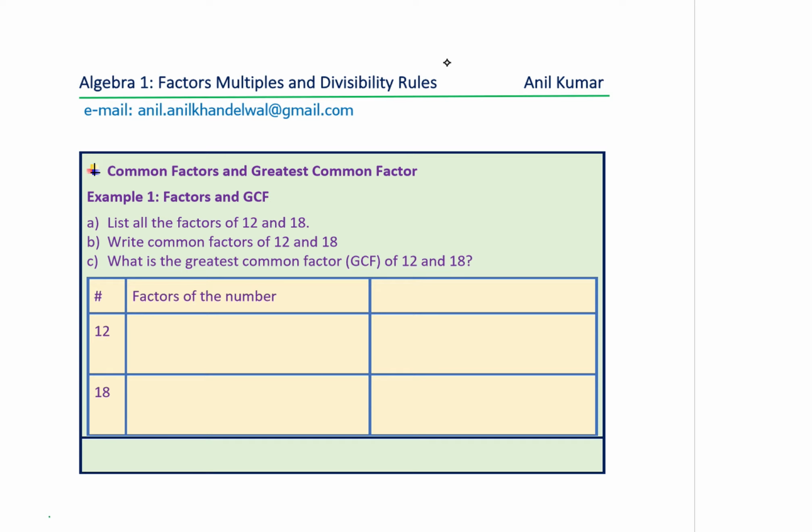Correct. So here is an example for you. The example is: list all the factors of 12 and 18. Write common factors of 12 and 18. What is the greatest common factor? Greatest common factor, GCF of 12 and 18.